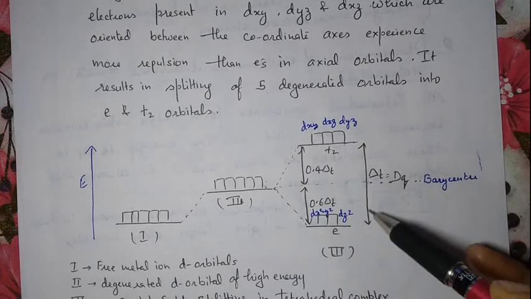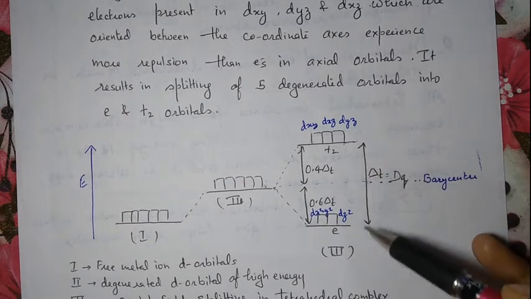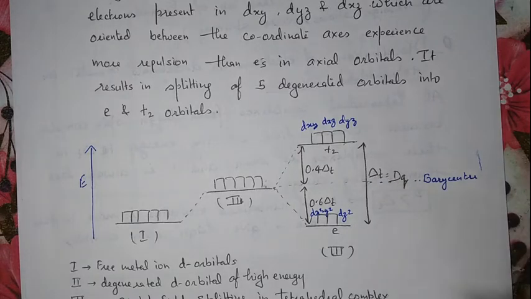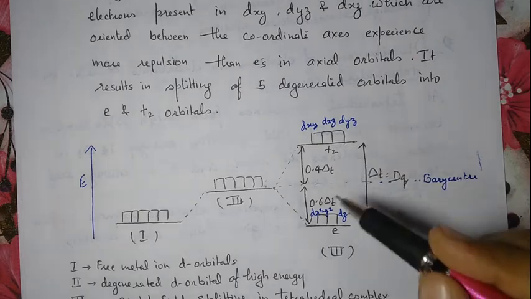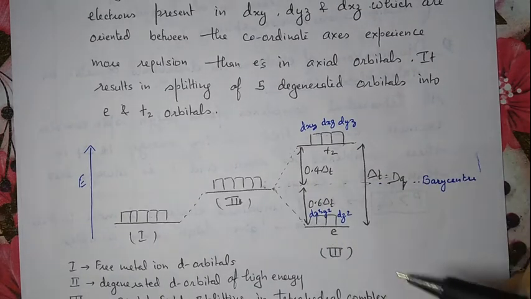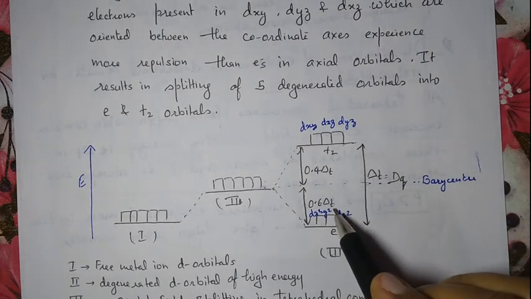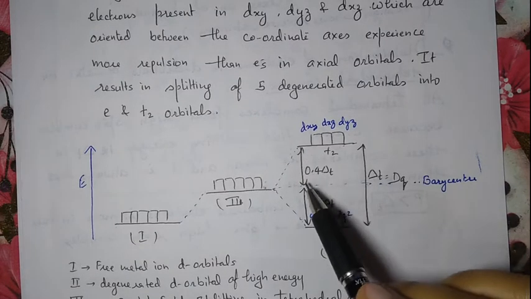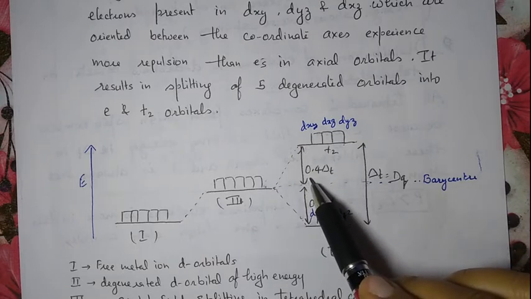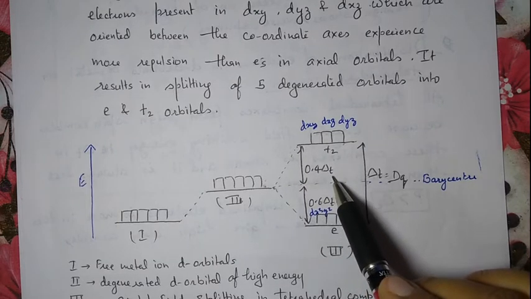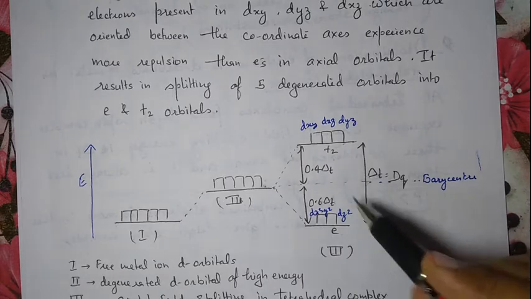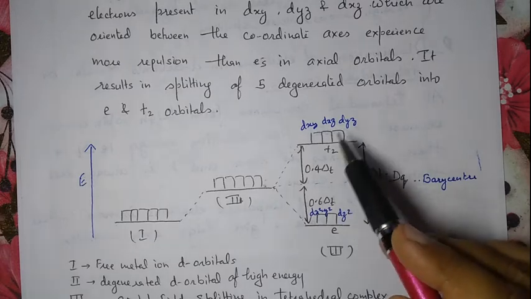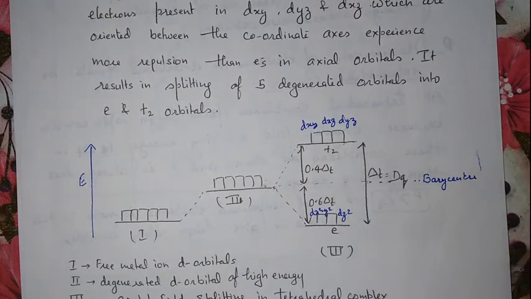This is the crystal field splitting energy, which is denoted by del T, T for tetrahedral, or 10Dq. The lowering of the E orbitals is by 0.6 del T, and the increase in energy of the T2 orbitals is by 0.4 del T. The difference between them will be del T. This difference will be 0.6 del T and this difference will be 0.4 del T.